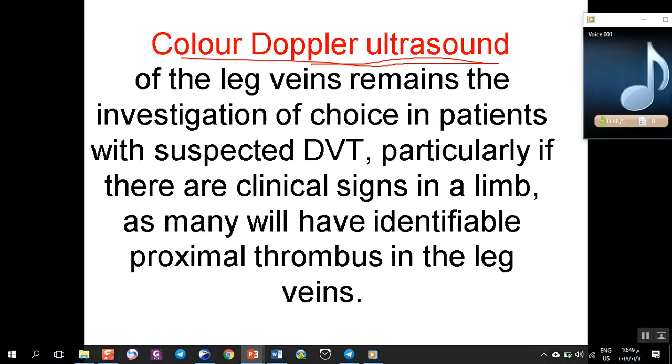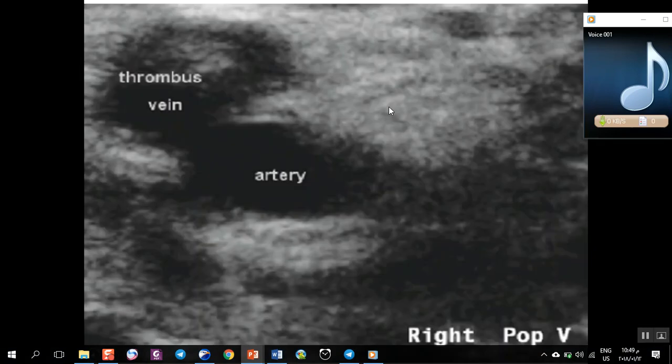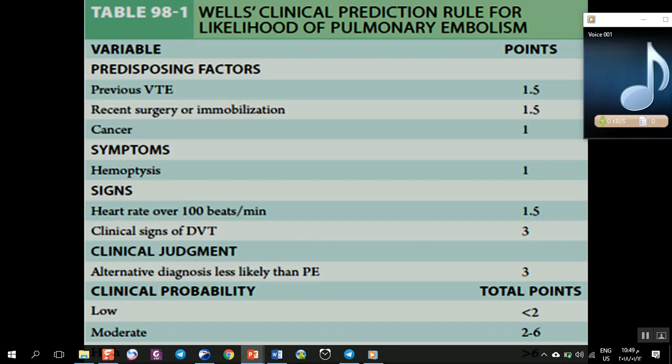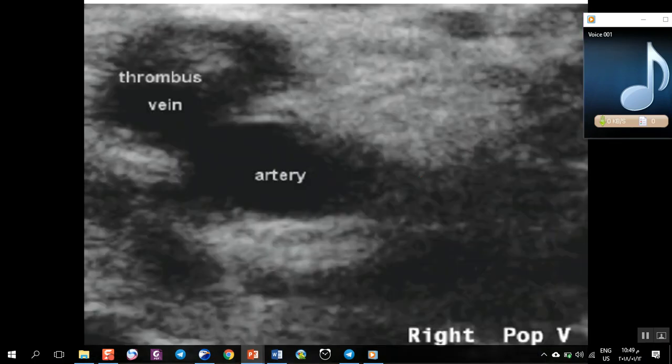This is the echo, the four chamber view. You see the right atrium, the left atrium, and the right ventricle dilated. Normally in the echo, the RV is smaller than the LV size. You see, this is the RV, bigger than the LV.